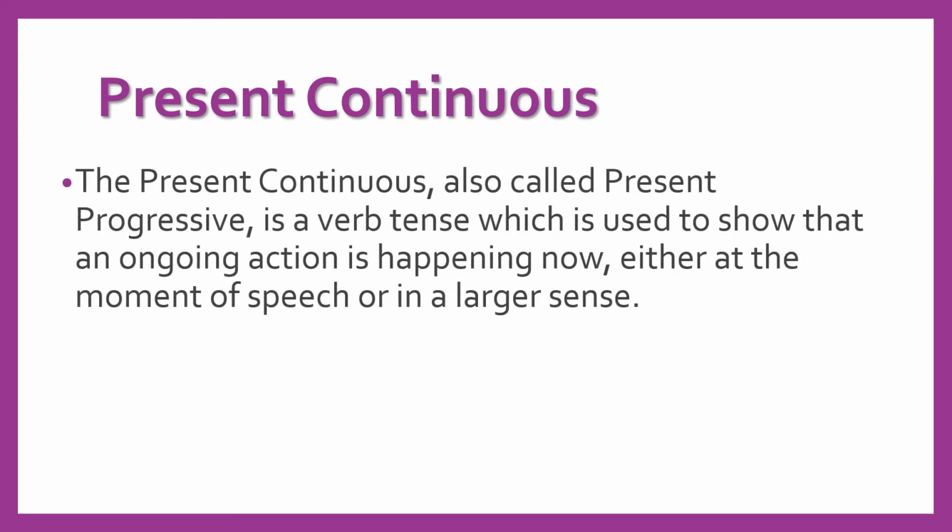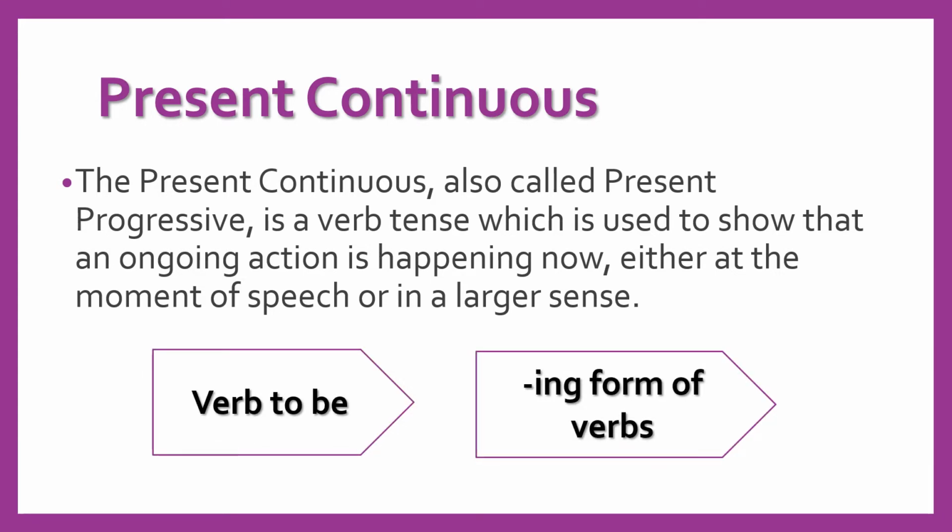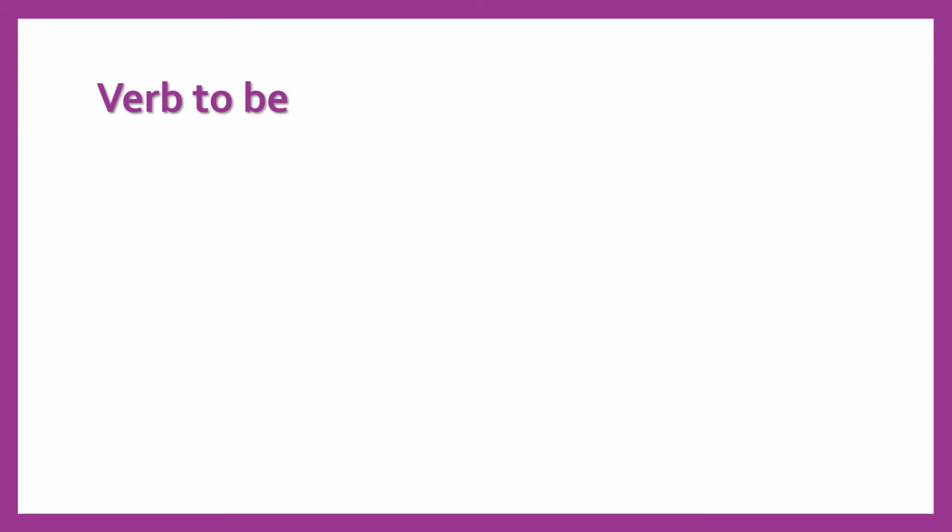The present continuous, also called present progressive, is a verb tense which is used to show that an ongoing action is happening now, either at the moment of speech or in a larger sense. And here we have two main characteristics. We have the verb to be and the ing form of verbs.